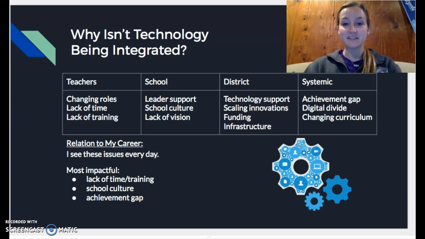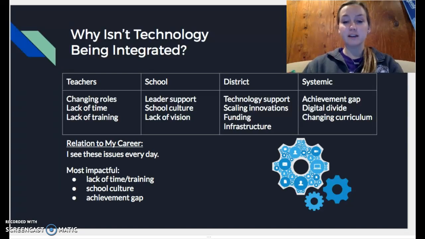I see a lot of these technology problems every single day when it comes to integration. Some of the most impactful for me have been just a lack of time in my class to accomplish these tasks and a lack of training amongst my staff and I, just from not really knowing exactly what to do in terms of integrating technology. There's also a school culture that doesn't necessarily focus on technology. Usually we're focusing on just literacy, not digital literacy. We're focusing on, are kids reading on grade level? Are they writing on grade level? Those sorts of ideas.